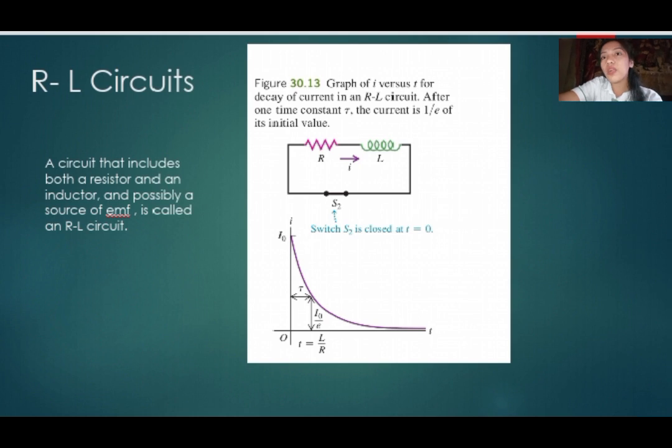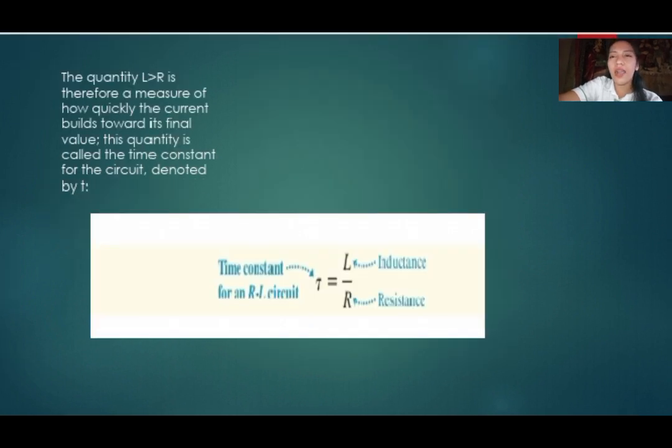Next is the time constant of the RL circuit. The ratio of inductance to resistance, or L divided by R, determines how quickly the current builds up. This quantity is called the time constant of the circuit. A larger time constant means the current takes longer to reach its final value.